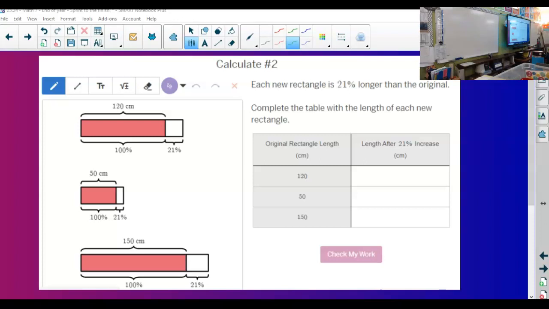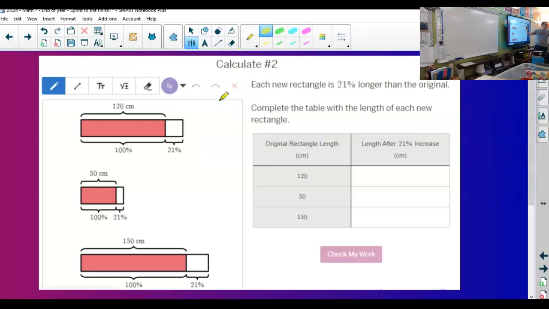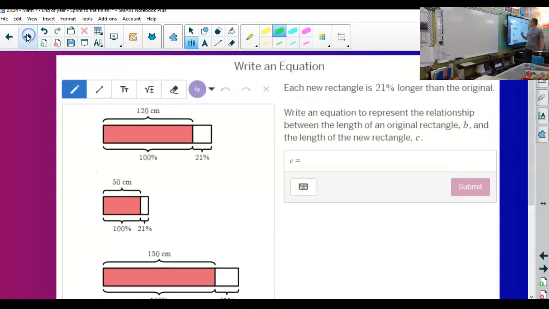So, perfect timing, because this is what I want to talk about now. I think it's slide 5? Slide 6? If each new rectangle is 21% longer. It's slide 5. This is what I want to go over first, now. Because yours is probably this, right?